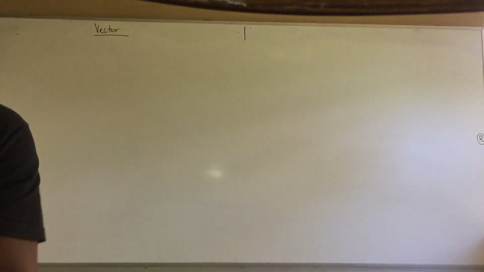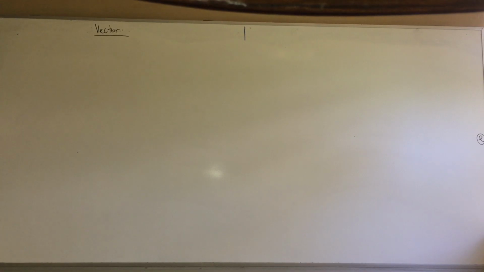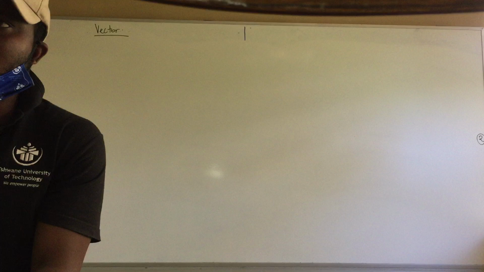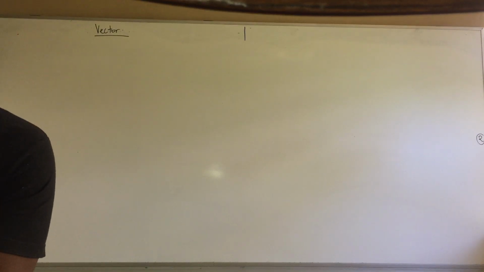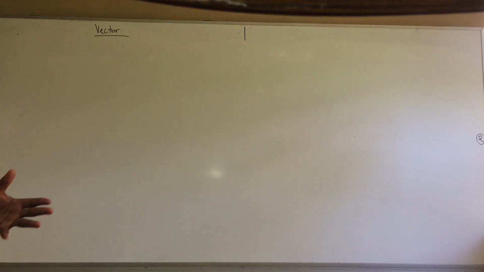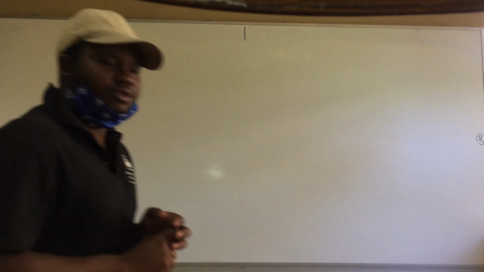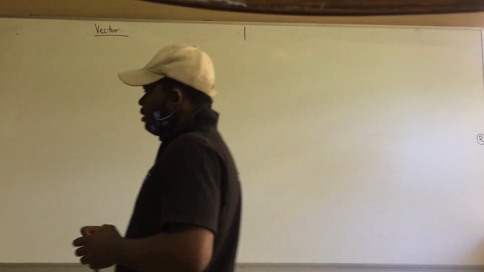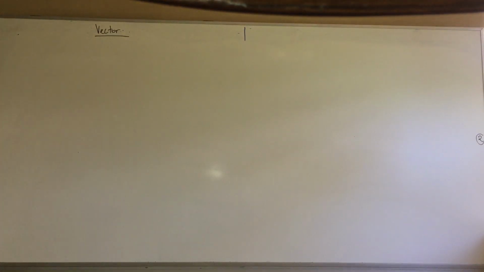So today I will continue with the series on vectors. Last time we defined what a vector is and what a scalar is, and then we did some operations: multiplication, addition and subtraction, and then we did a dot product, or scalar product.